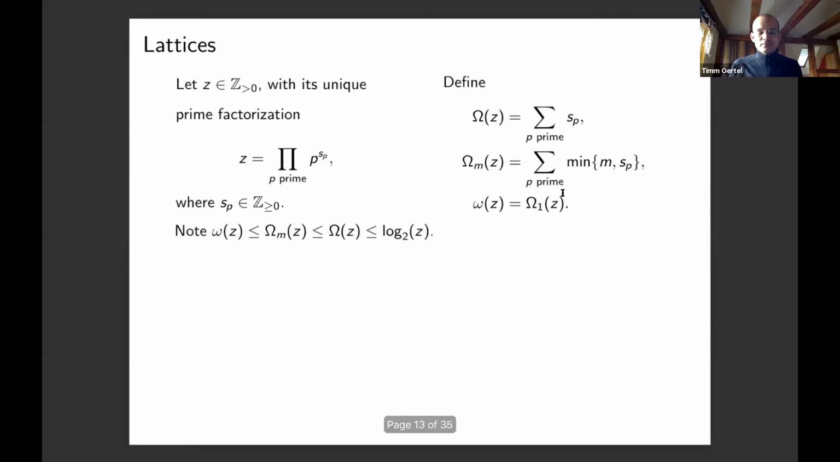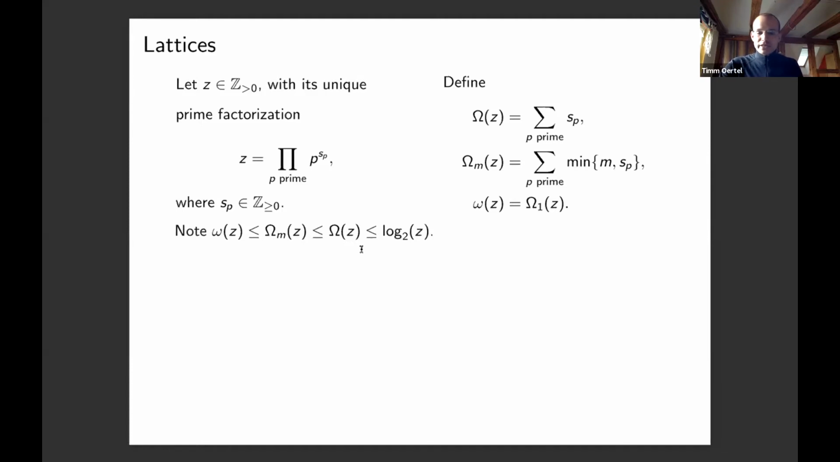Just to give roughly the order of these values, clearly the omega function is always less than or equal to the logarithm with base 2. Then the truncated omega function is smaller, and the little omega function is even smaller. To give a rough idea of the size, if we look at the average size of the omega of Z function, it is not even close to this log base 2, but more of the order log log of Z. So it's a lot smaller than log of Z.